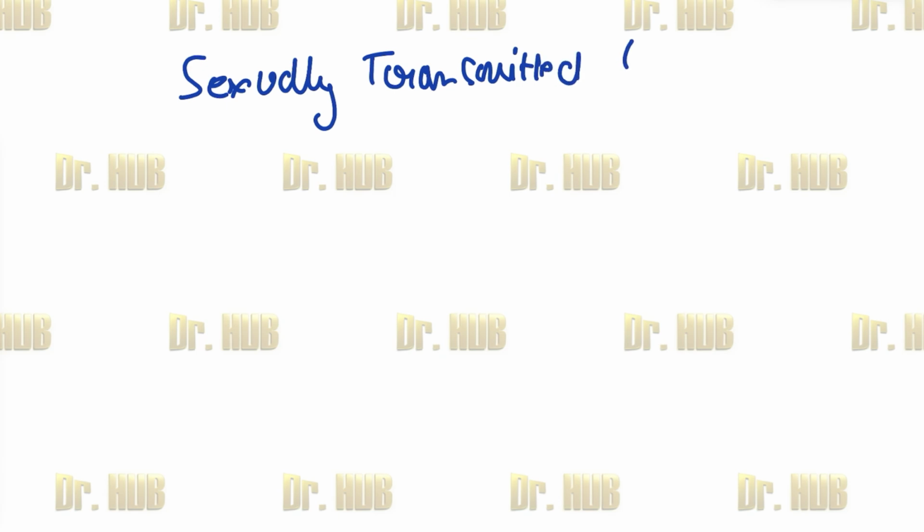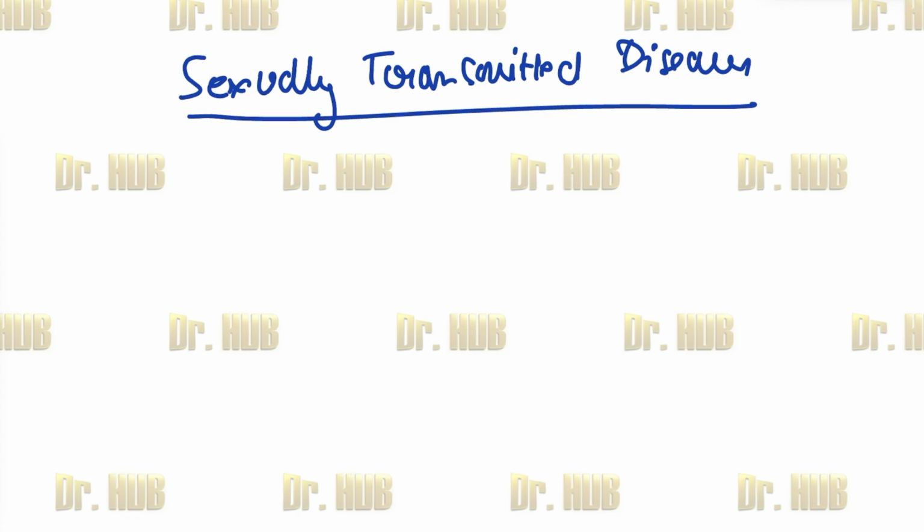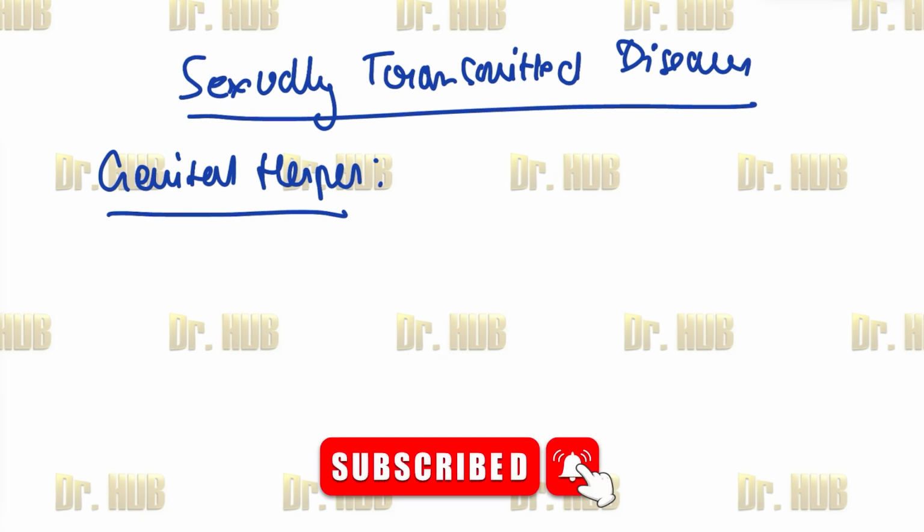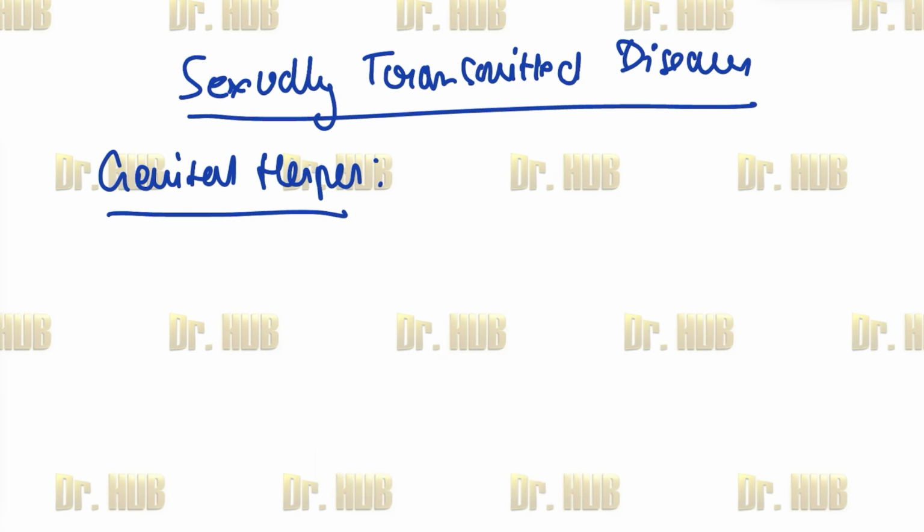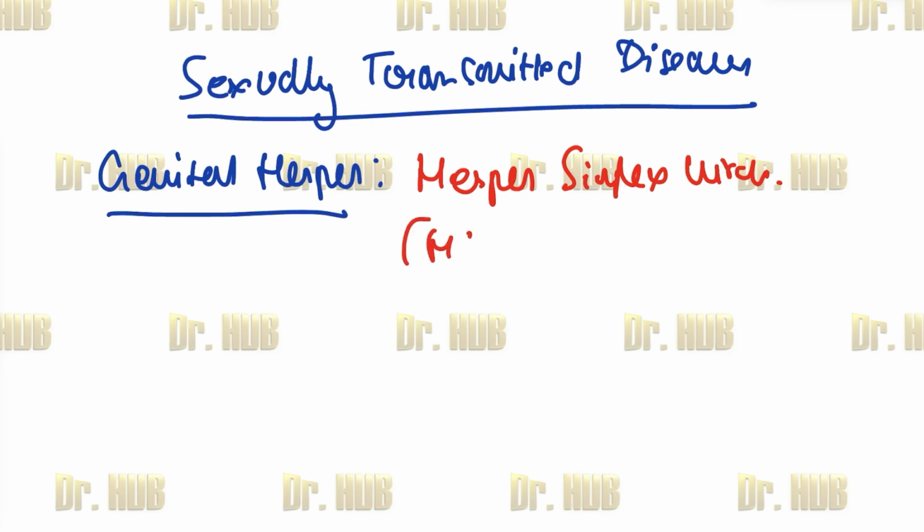Let's focus on some sexually transmitted diseases. Here in sexually transmitted diseases, the first disease we are going to look at will be genital herpes. Genital herpes is caused by the herpes simplex virus, and that includes herpes simplex virus 1 and also 2.